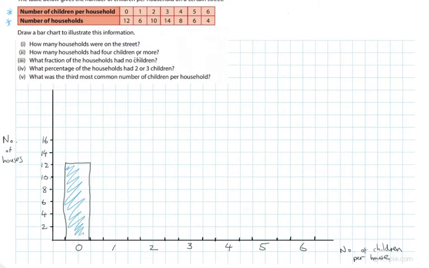And what about 1 child per household? 6. Okay, so we go up to 6, and then we go across and we go down. I'll do another color. We'll do orange or brown, light brown, maybe you'd call that. And now number 2. Let's see, 2 children per household. How many households are there? There's 10. So 10 houses in a neighborhood, 10 houses would have 2 kids. 10 houses have 2 kids.